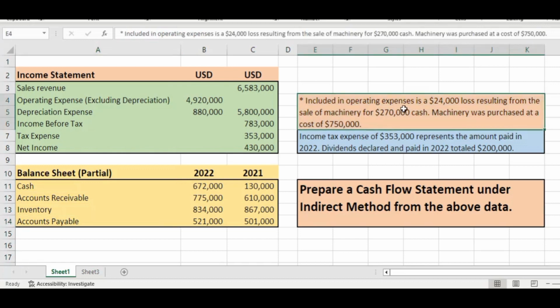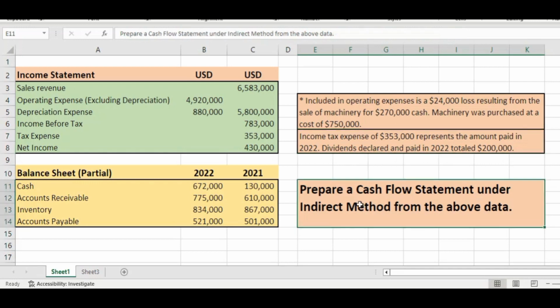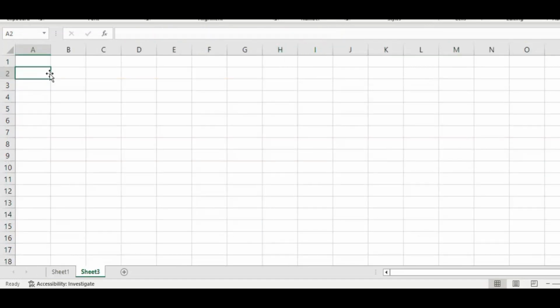Included in operating expense is a টাকা 24,000 loss resulting from sale of machinery for টাকা 270,000 cash. Machinery was purchased at a cost of টাকা 750,000. Income tax expense represents the amount paid in 2022, and dividend declared in 2022. Prepare cash flow statement under indirect method.